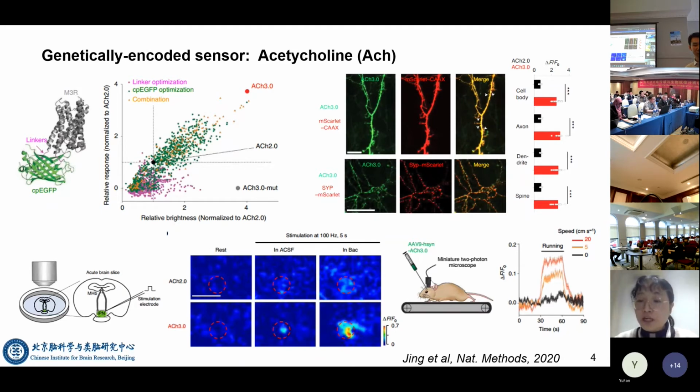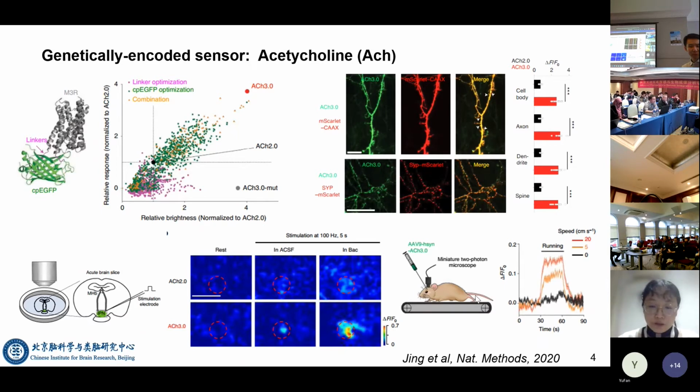Then they injected virus to specifically express this acetylcholine sensor in neurons, ran different behaviors with the mice, and recorded with the 2-photon microscope. They found that acetylcholine release is higher when the mouse is running compared to when it is asleep, when acetylcholine is low.